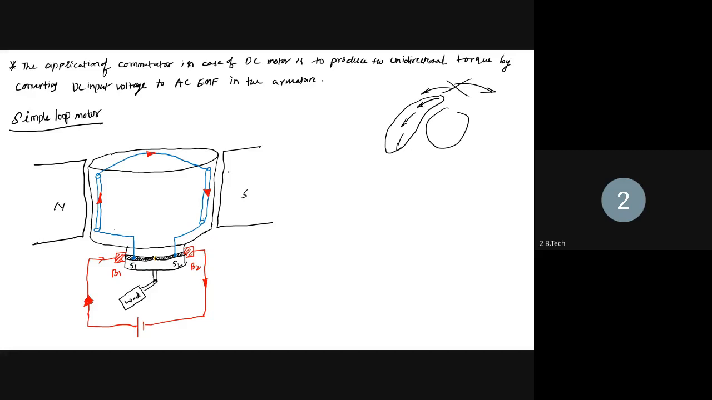Now, if you apply Fleming's left hand rule, the flux is flowing in this direction from north pole to the south pole. Place your forefinger in the direction of flux and your middle finger in the direction of current, so that the thumb denotes the direction of conductor movement.